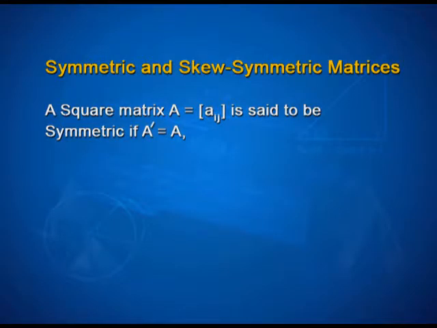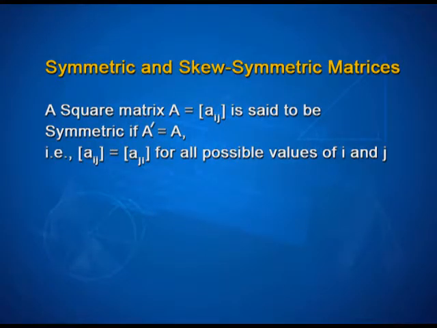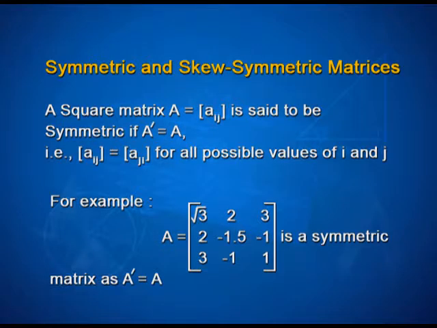Now, let us see what we mean by symmetric and skew symmetric matrices. A square matrix A having elements a_ij is said to be symmetric if transpose of A is equal to matrix A. That is, a_ij is equal to a_ji for all possible values of i and j. For example, the matrix A with elements root 3, 2, 3, 2, minus 1.5, minus 1, 3, minus 1, 1 is a symmetric matrix as transpose of A is equal to A.